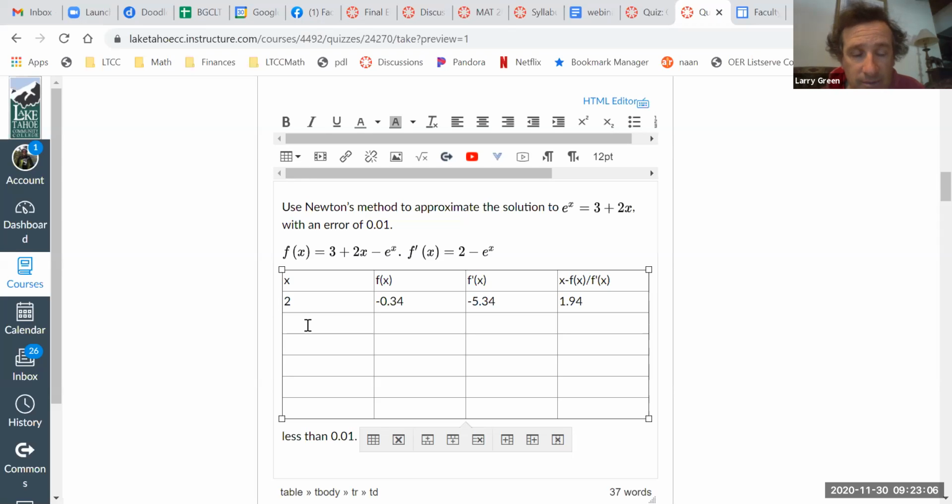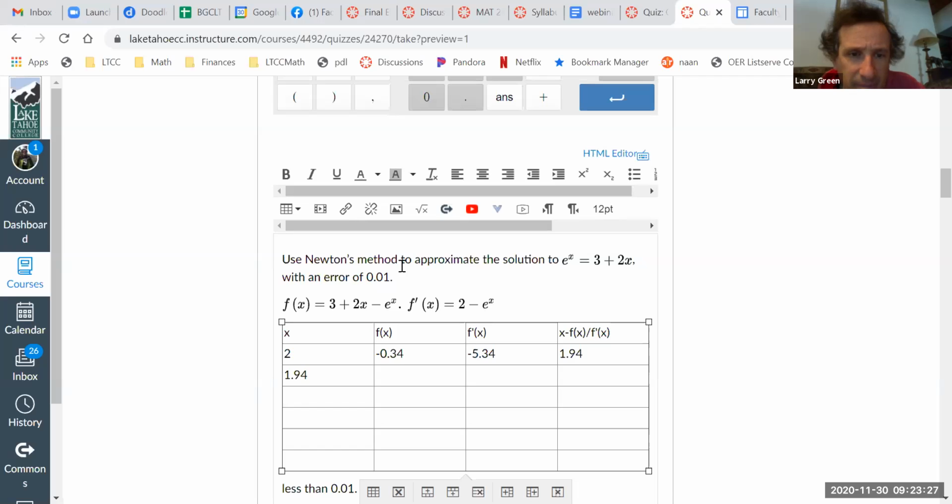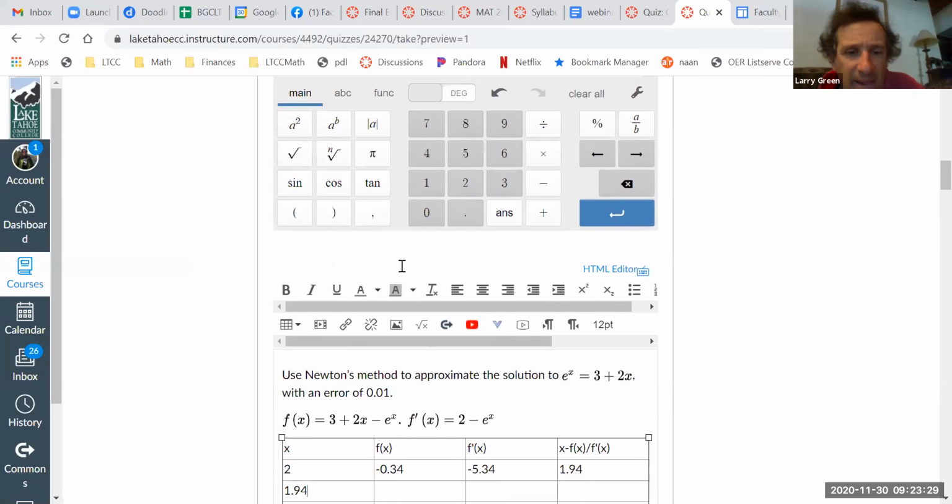So then we go ahead and we put 1.94 for our next guess. And then we plug in, again, it's a little tedious, but you don't have to go too many. That's the good news. And then we plug in 1.94 into 3 plus 2x minus e to the x. So let's do that. Let me write it down so I don't lose it. So it'll be 3 plus 2 times 1.94 minus e to the 1.94.